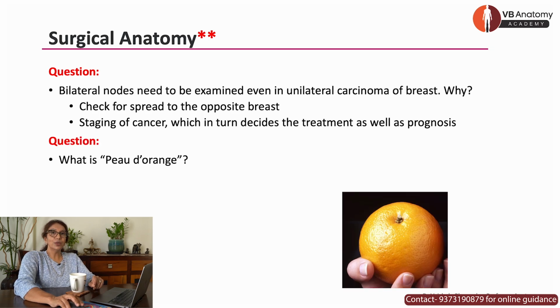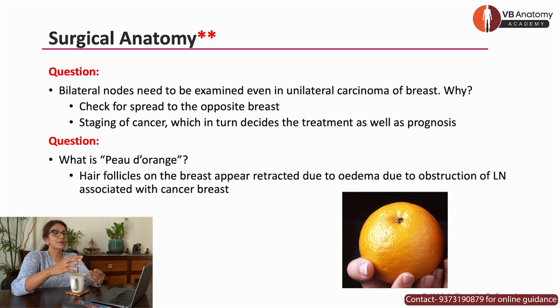Next is, what is peau d'orange? So, when does the breast have the appearance of an orange peel? This is seen when, because lymph nodes are thickened and matted, the lymph is unable to drain back. So there's a lot of edema in the skin. So at the points where there are hair follicles, the edema begins to happen around it, giving that typical orange peel appearance.